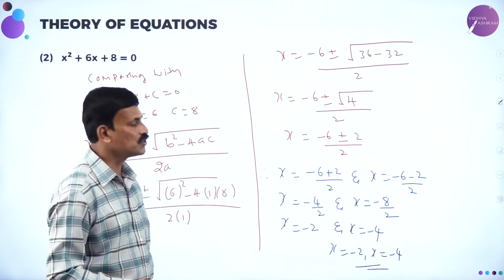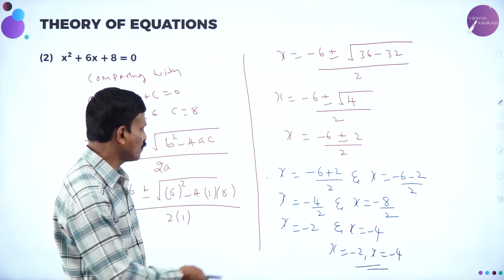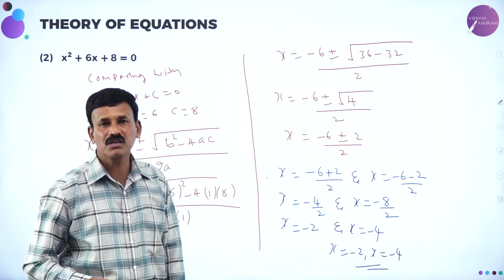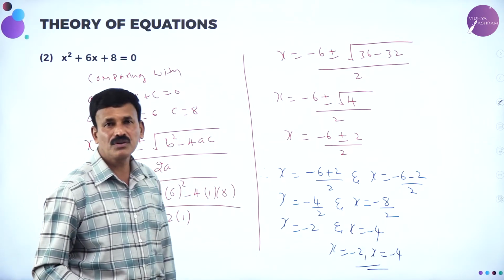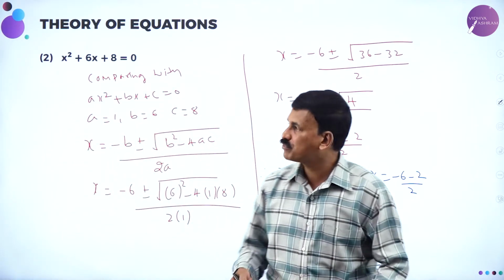And minus 6 minus 2 is minus 8 by 2 is minus 4. So, therefore, the roots of the equations are x is equal to minus 2 and minus 4. That's it. Hope you followed. Right. Now, let us take a similar type problem.